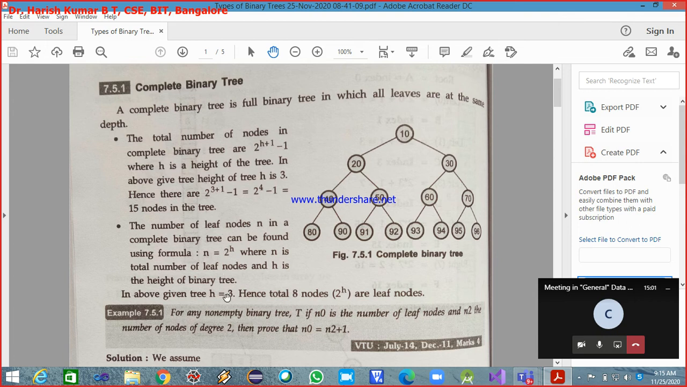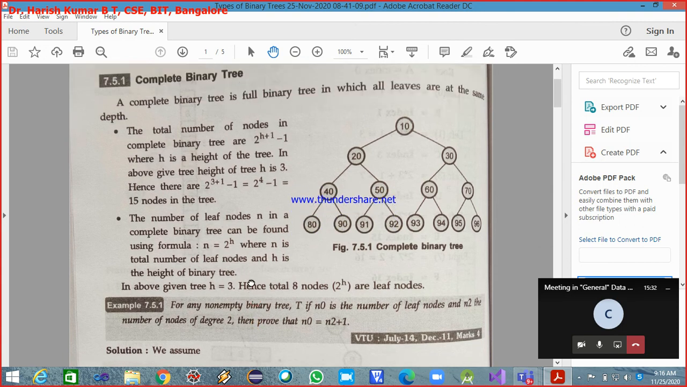So you have a total of 8 leaf nodes in a completely balanced binary tree of depth 3 if you are starting from 0. And similarly, if you are starting from level 1, then the total number of leaf nodes in the complete binary tree is given by n is equal to 2 raised to h minus 1. Okay. Hope you people are following. Yes, sir.